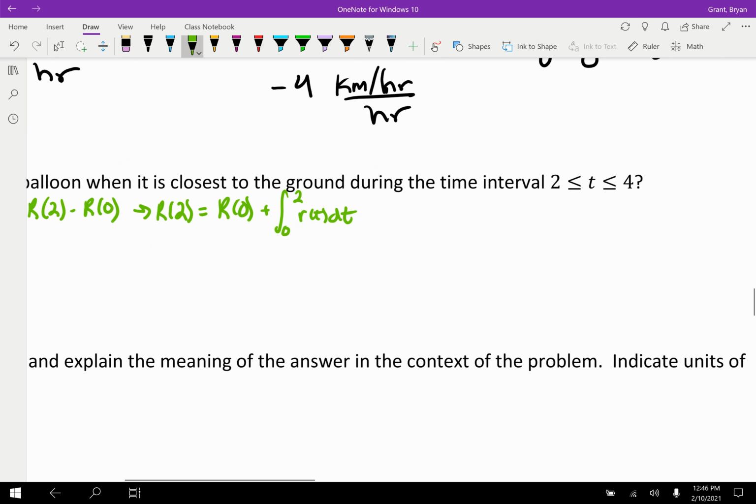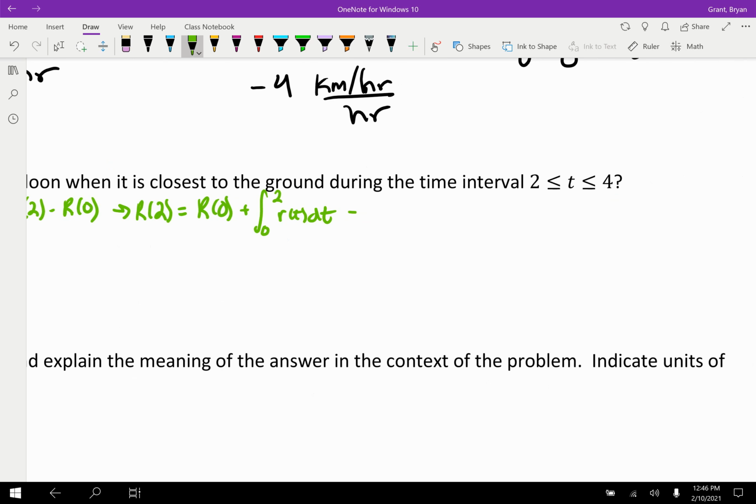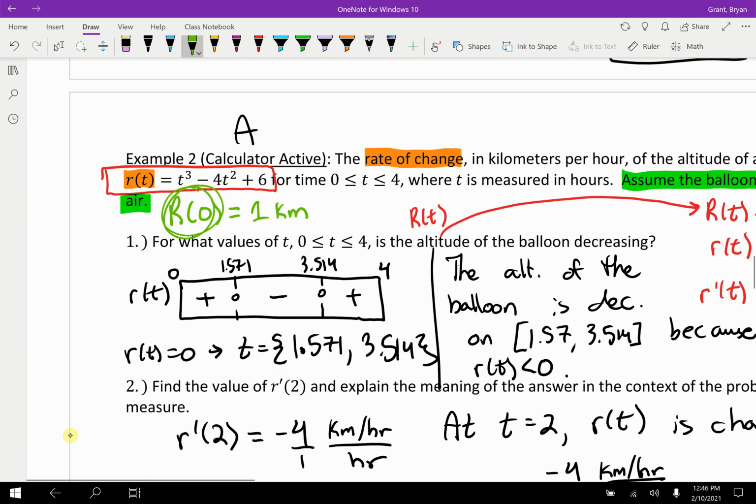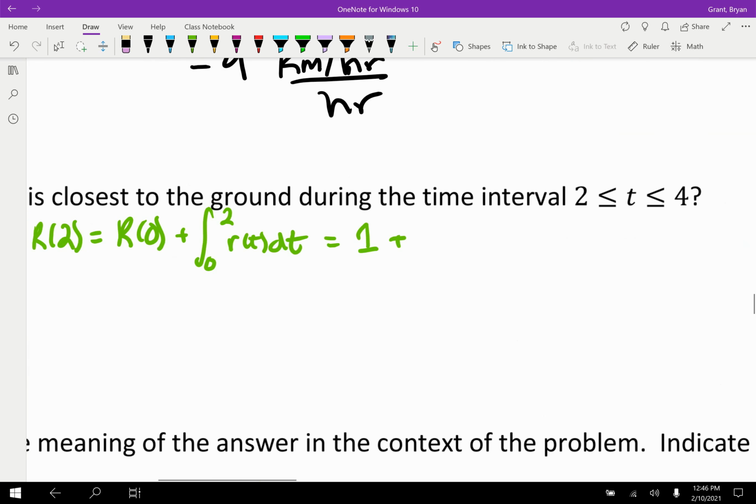Can we find these? Well, I hope so, because we know R of 0 is 1. That's our initial height when we start measuring or checking out the balloons. And then how do we find this guy? Well, this is just an integral of lowercase r of t. And again, there's two ways to do this. The long way around is you do this by hand, right? 1/4 t to the 4th minus 4/3 t cubed, so on and so forth. But this is calculator active. Let's make the calculator do the work for us.